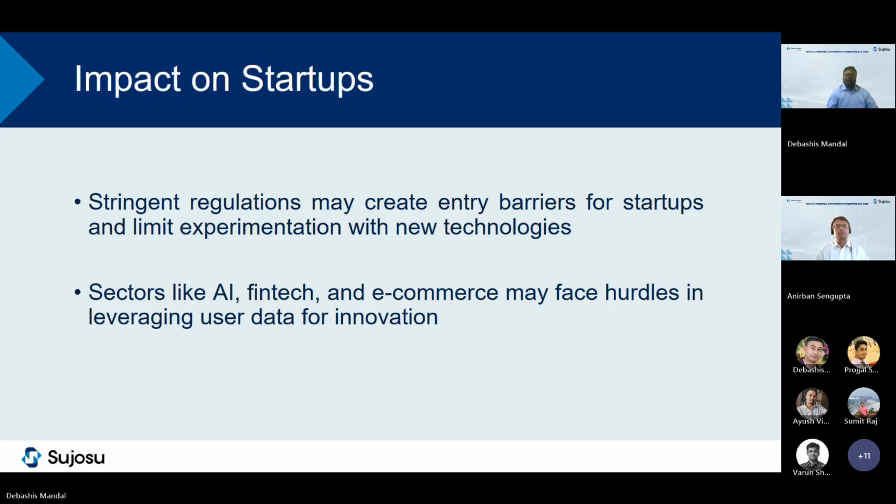So, yeah, and then sectors like artificial intelligence, fintech, and e-commerce rely heavily on large-scale data collection and analysis to train AI models. They provide personalized recommendations and detect fraud or automate decisions, etc. Now, under the DPDP Act, all data usage must be purpose specific and consent based.